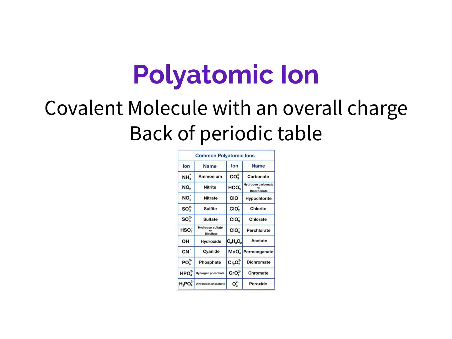Our polyatomic ions are going to be covalent molecules with an overall charge. So if we look on the back of our periodic table, all of these are common polyatomic ions. You will never have to memorize these, you just need to know where to find them. So here we have nitrate, which is a covalent compound, but it has an overall charge of a -1, which means it gained an electron.